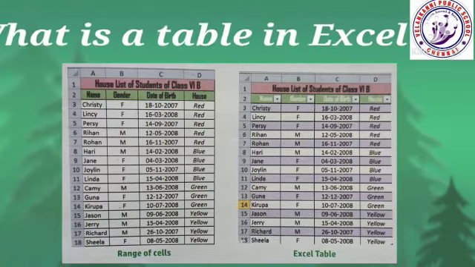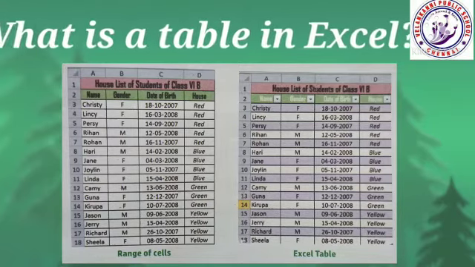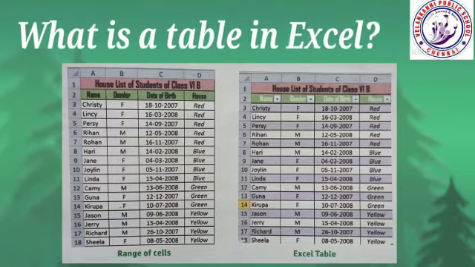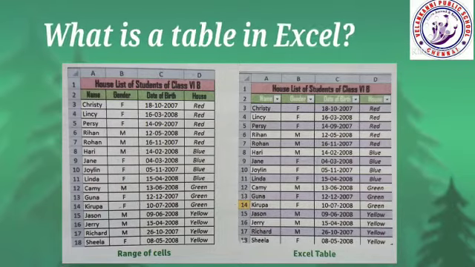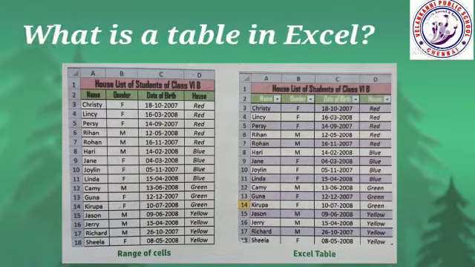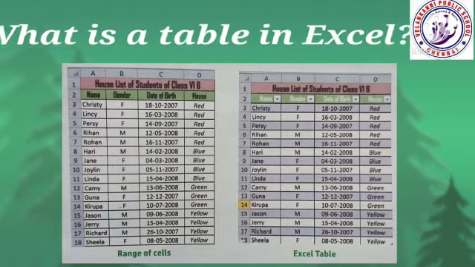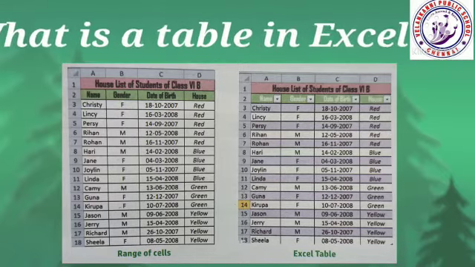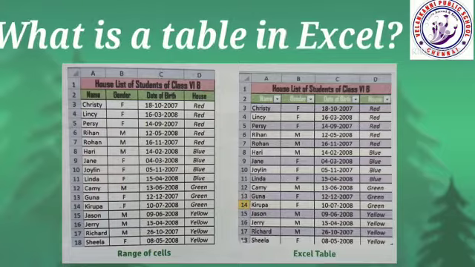Typically, an Excel table contains related data that are entered in a series of rows and columns, though it can consist of a single row or column. The image below shows the difference between a usual range and an Excel table.